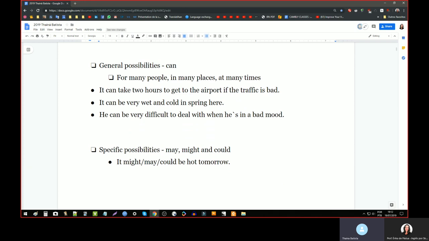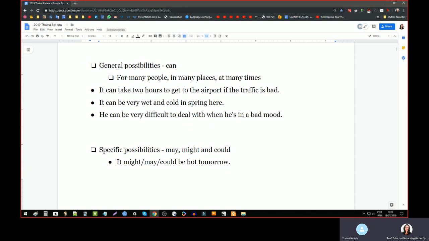It doesn't depend on the time. The traffic can be bad in the morning or in the afternoon, whatever. So it isn't at a specific time in that case. The second: it can be very wet and cold in spring here. I can be talking about the spring of this year or the next year and so on. It's general. And he can be very difficult to deal with when he's in a bad mood. People can be in a bad mood today, tomorrow, and so on.